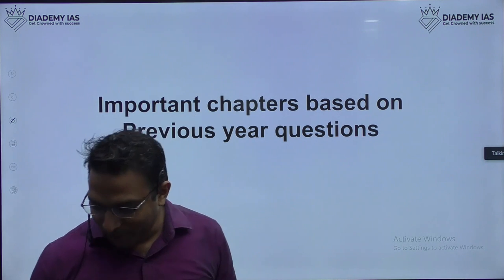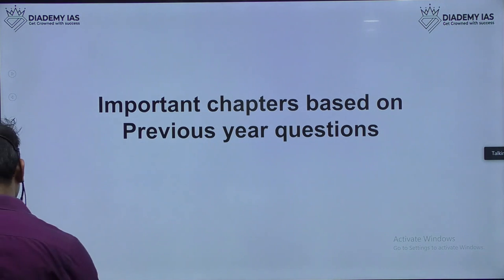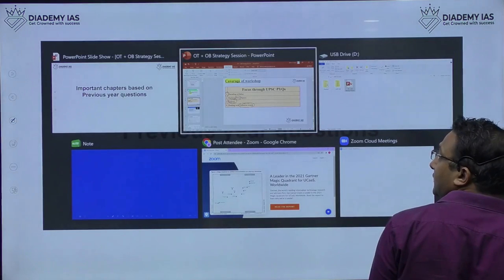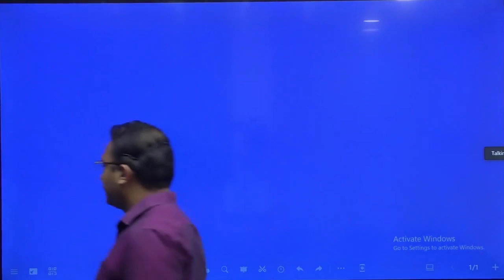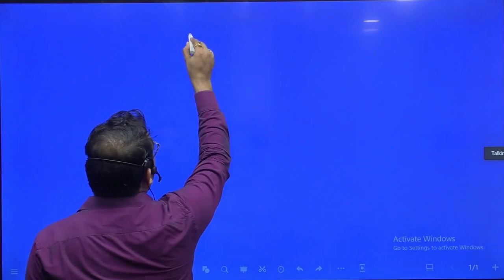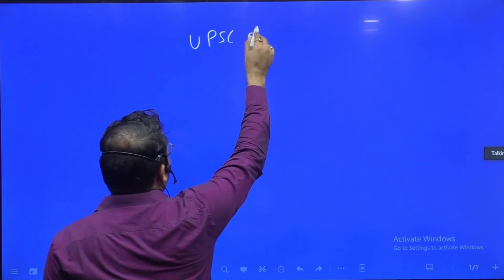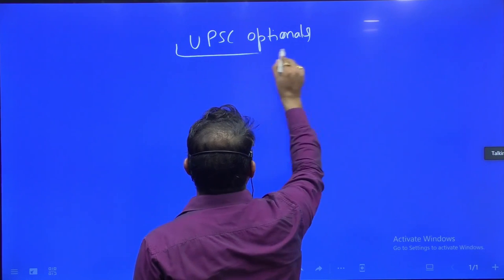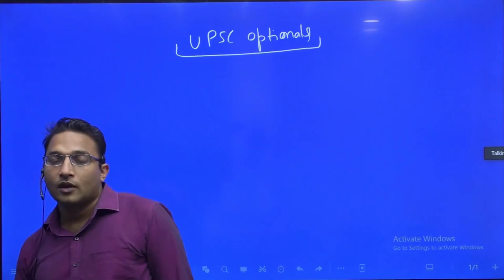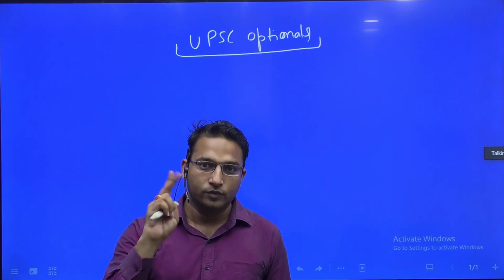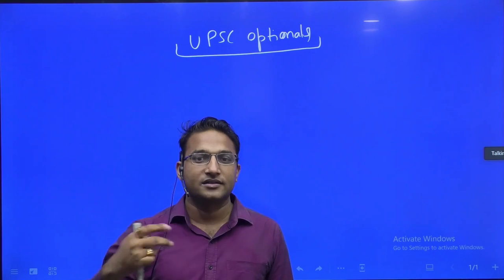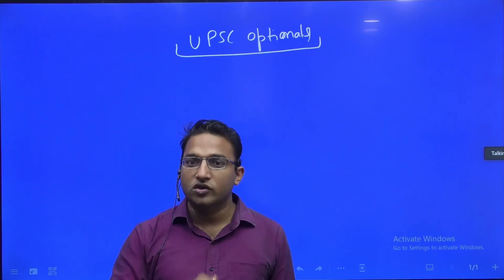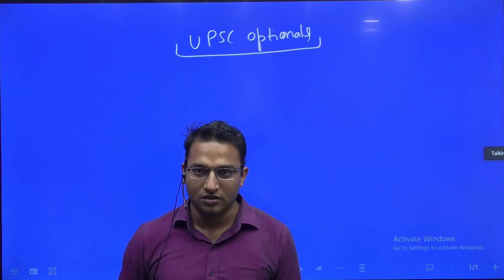So basically, I want to discuss this aspect in a detailed manner, right? See, this is a very important discussion, not a general discussion. Through this discussion, you will come to know why the marks are low, and number two, how to increase the marks in the coming years, right? And you will also feel confident about commerce and accountancy as an optional, right?